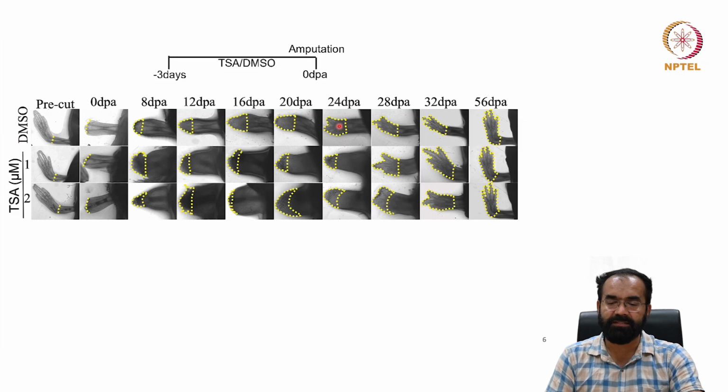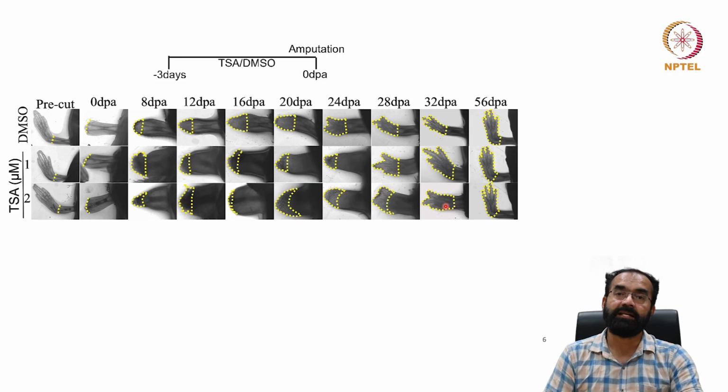So if you look carefully, by around 24 days post amputation in the control scenario, the digit formation starts. Whereas in 1 micromolar, the same digit formation starts at 28 days, because at 24 days you don't see anything. In the same way, in 2 micromolar you see there is still blastema, and even at 28 days digits haven't formed. At 32 days, the digits have formed. So there is a 24 day, 28 day, 32 day equivalence. That means there is a delay, the same as what you saw in the retina.